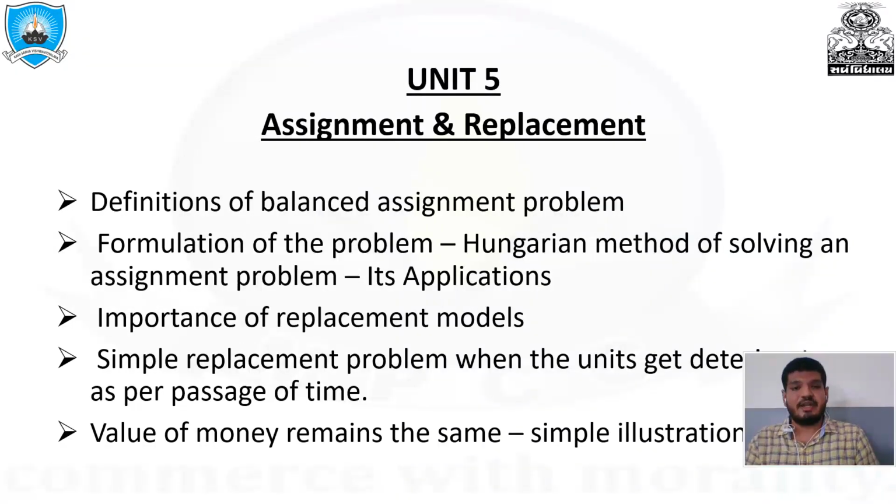Last and final unit, that is assignment and replacement problem. First of all we are going to study what is the definition of balanced assignment problem, what is the formulation of the problem. We are going to solve the assignment problem with the help of Hungarian method. What is the importance of replacement models, and we are going to study some simple illustrations regarding replacement models.